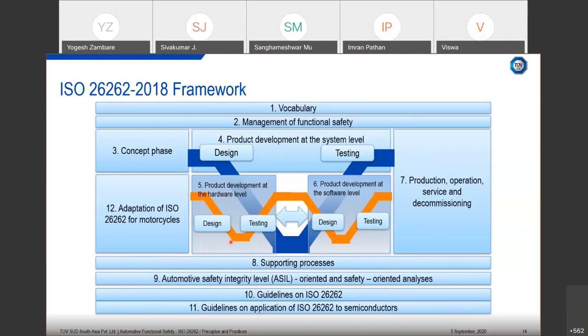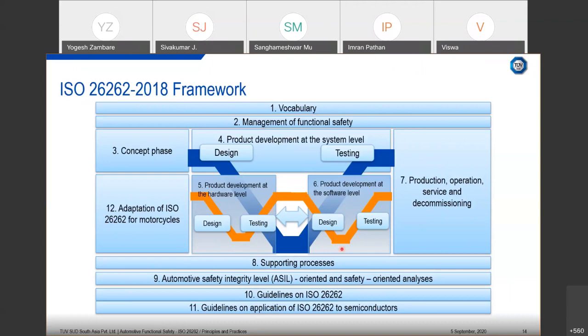And then coming to the product development at hardware level, the complete hardware development and various aspects of the requirements which need to be covered at the hardware level, and also the associated safety analyses like architectural metrics as well as safety goal violation metrics and so on, are given here. And the right hand side of the V, for the small v, the hardware module level testing and the integration level testing are covered.